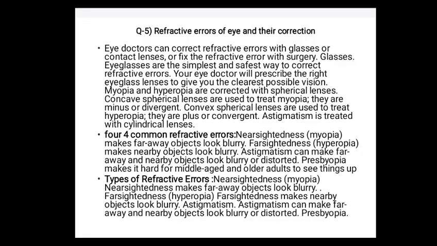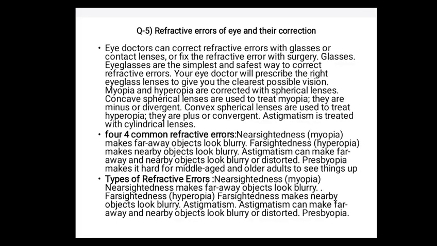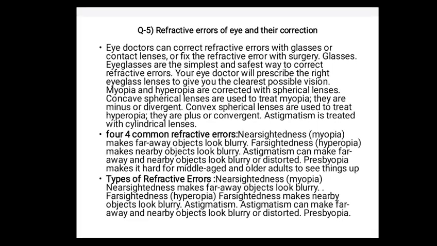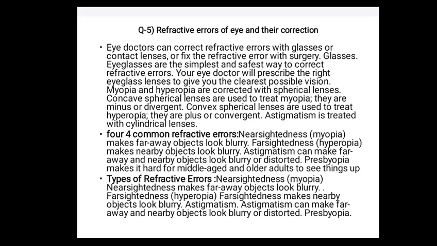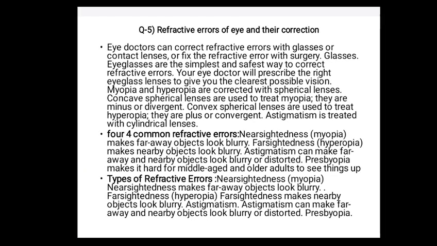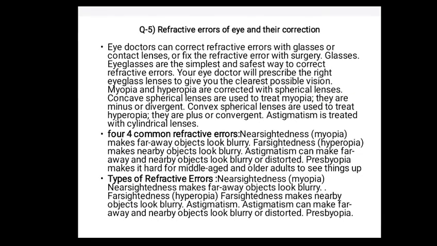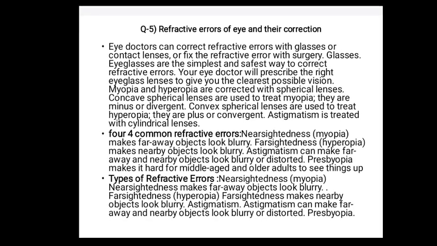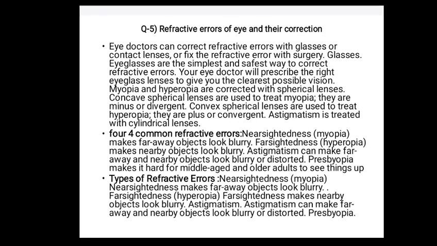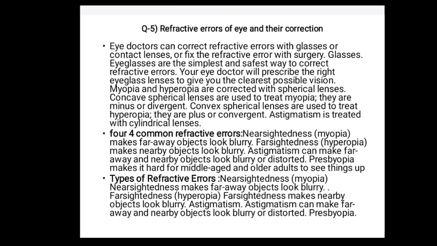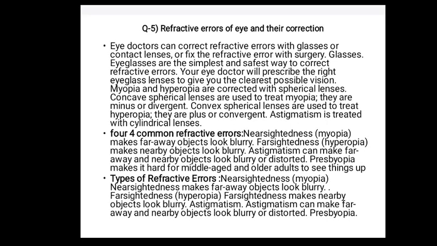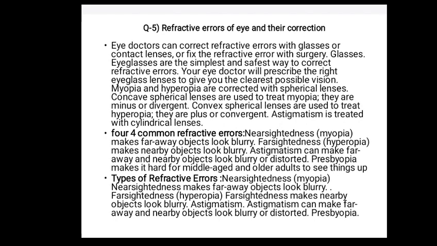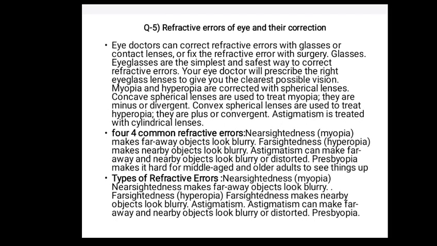Question number 5. Refractive errors of eyes and their correction. Your doctor can correct refractive errors with glasses or contact lenses, or fix the refractive error with surgery. Glasses or eyeglasses are the simplest and safest way to correct the refractive error. Your eye doctor will prescribe the right eyeglass lens to give you the clearest possible vision.